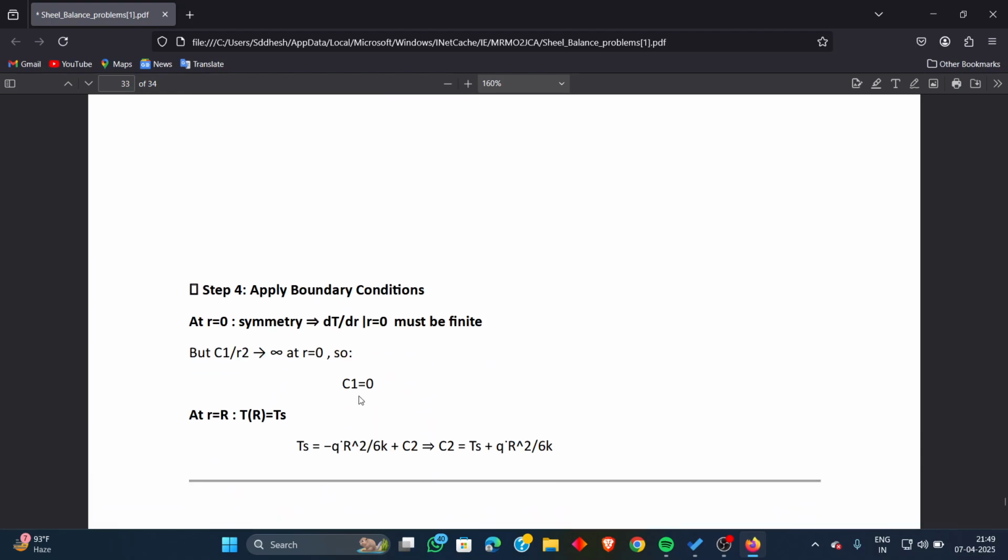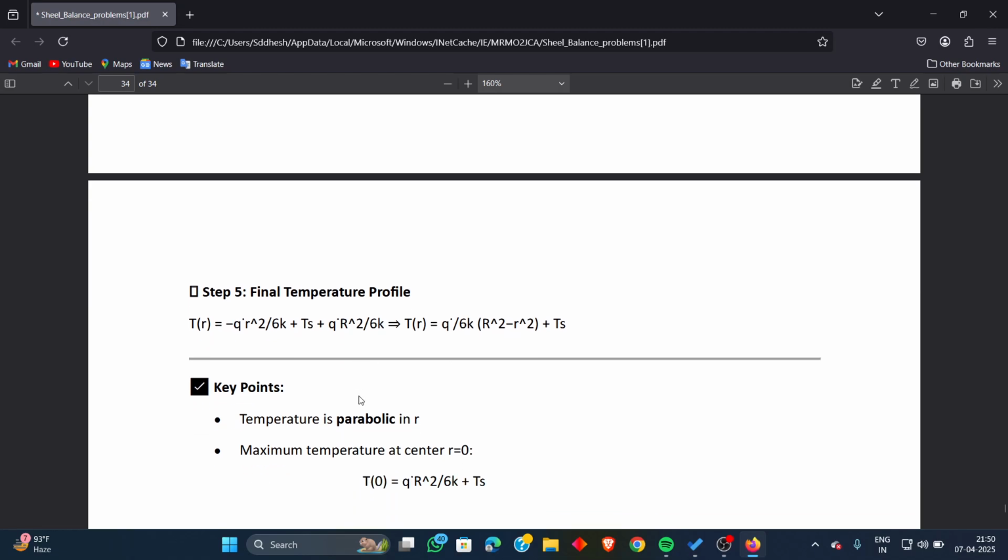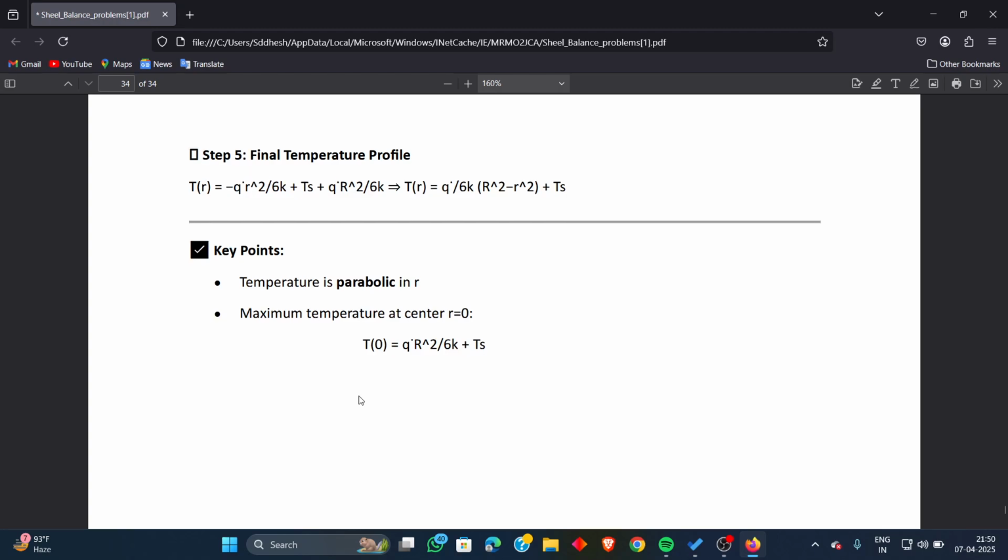In step 4, we apply the boundary conditions, and we get the value of c2 is equal to Ts plus q dot capital R square by 6k. Step 5 is the final temperature profile. T of r is equal to q dot by 6k into capital R square minus small r square plus Ts. The key points here are the temperature is parabolic in radius r, maximum temperature at center r is equal to 0, and T naught is equal to q dot capital R square by 6k plus Ts.